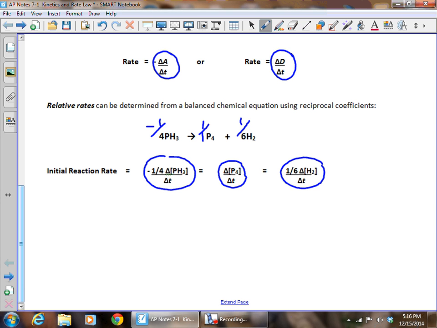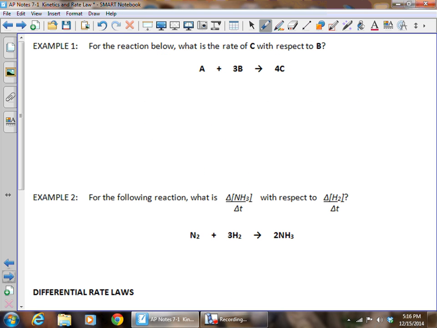Now, what do I mean by that? Let's look at this next problem. It might ask you something like this. For the reaction below, what is the rate of C with respect to B? To just practice at the beginning, go ahead and put negative on our reactants and positive on our products. Get the coefficient, but get the reciprocal of that coefficient. So this is going to be 1 over 1. This one's going to be 1 over 3. Both of them negative, and then our product is going to be positive 1 over 4.